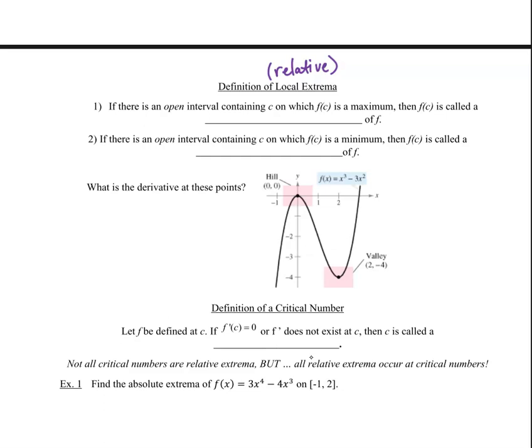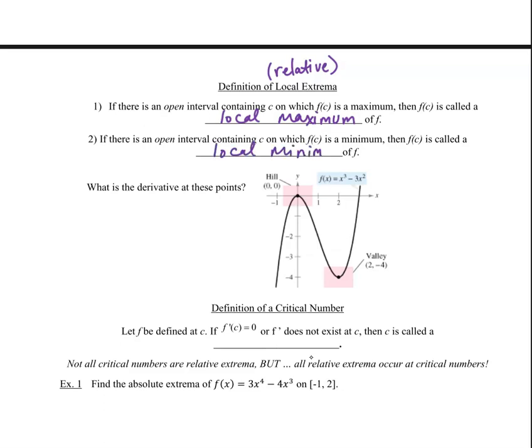If you have an open interval containing c, on which f of c is a maximum, then f of c is called a local maximum for f. If you have an open interval containing c where f of c is a minimum, then f of c is called a local minimum.